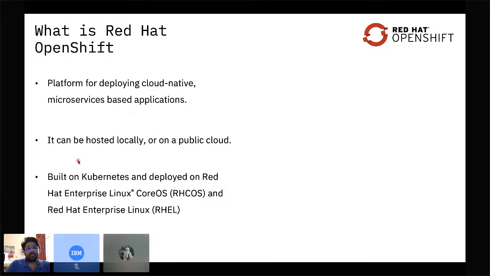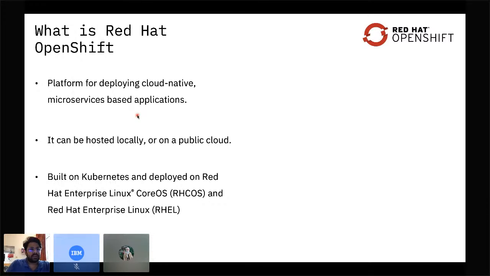So what is Red Hat OpenShift? Red Hat OpenShift is basically a platform for deploying cloud-native microservices-based applications. It can be hosted locally, on-prem, or on a public cloud server. And finally, it's built on top of Kubernetes, and it's basically deploying applications based on Red Hat Enterprise Linux CoreOS and RHEL, which is Red Hat Enterprise Linux itself.